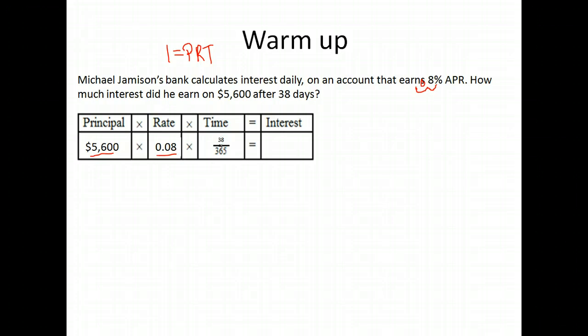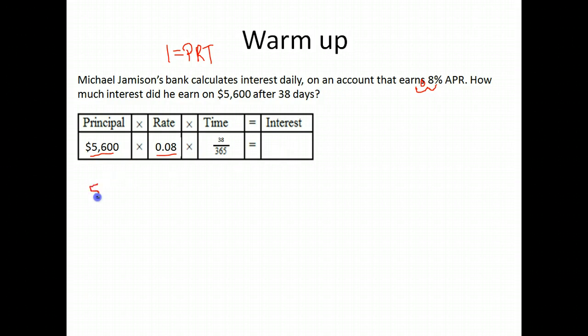Now the time is 38 divided by 365. That's because there are 365 days in a year, and he had it in there for 38 of those days. So they had it in for 38 over 365 days. And we can use that to calculate the interest.